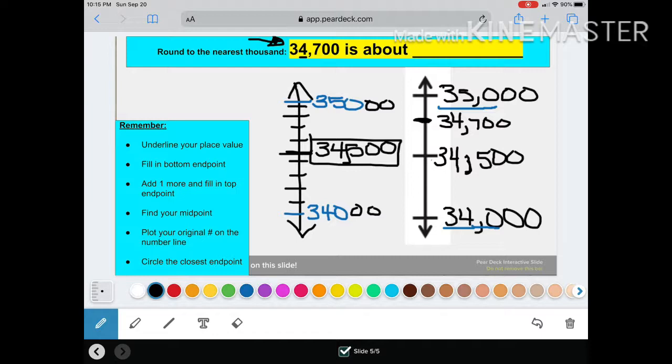Is it closer to 34,000 or 35,000? Which endpoint is it closest to? Great job. 35,000. Then circle. That number is looking real fine. So that means, you guys, that 34,700 is about 35,000.